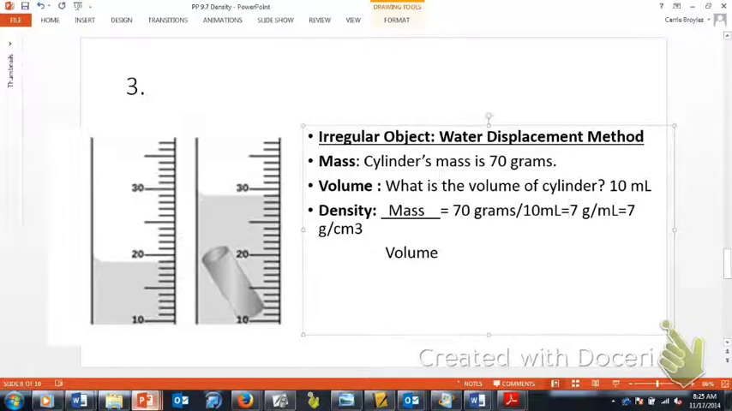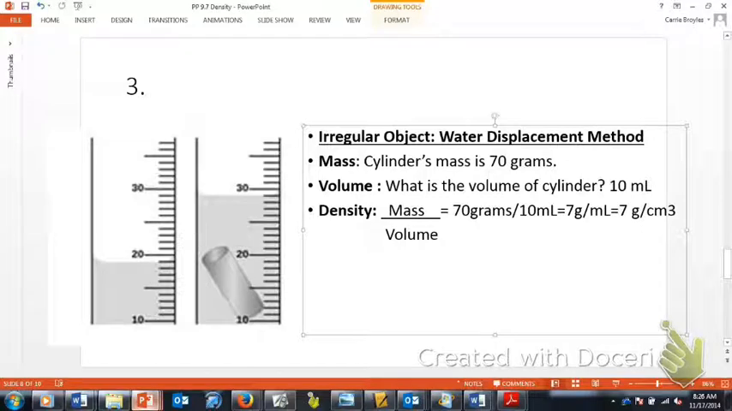Okay. Let me fix this so you can see it a little bit easier because I'm having some issues right there. There we go. 7 grams per centimeters cubed.